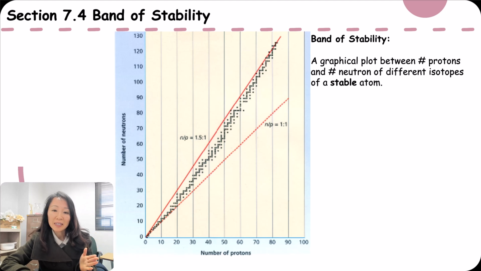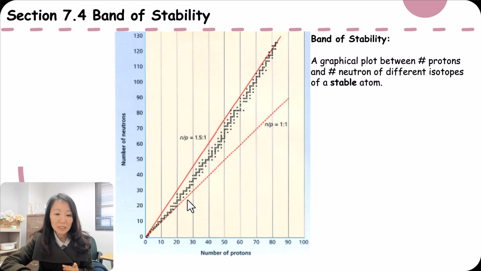A band of stability is a graphical plot, just like this, between the number of protons and the number of neutrons, protons on the x-axis and neutrons on the y-axis, of different isotopes. All these little dots here are representations of the isotopes, and these isotopes are stable atoms.